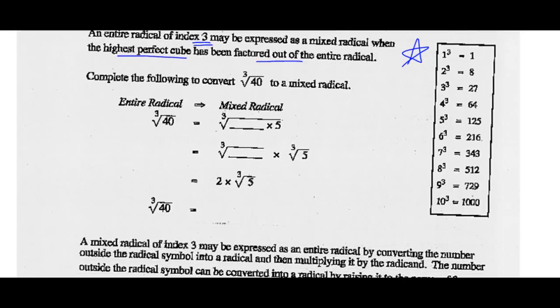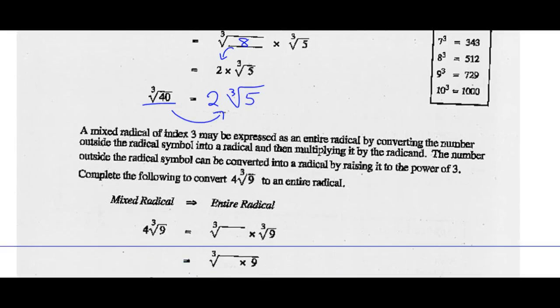So I look at cube root 40 and I try and find a factor of 40 that's a perfect cube. That factor is 8. So 8 times 5 gives me 40. Using my rules, I can say the cube root of 8 times the cube root of 5 is the same thing. And cube root of 8 is indeed 2. So cube root 40 can be written as 2 times the cube root of 5. So I've changed an entire radical into a mixed radical by factoring with the largest perfect cube of the radicand.